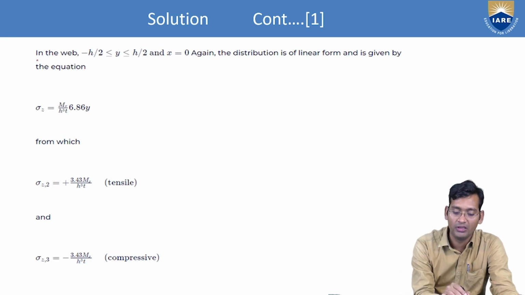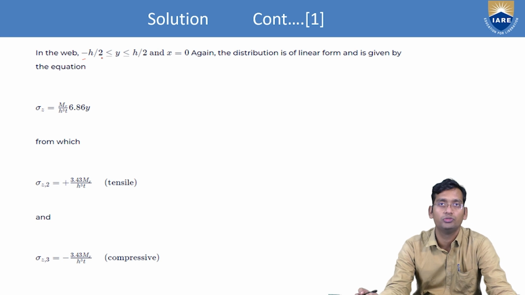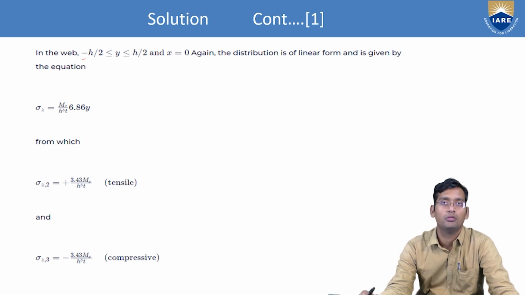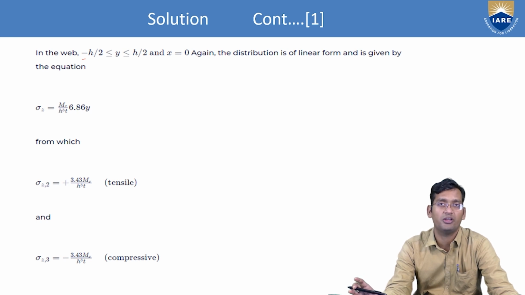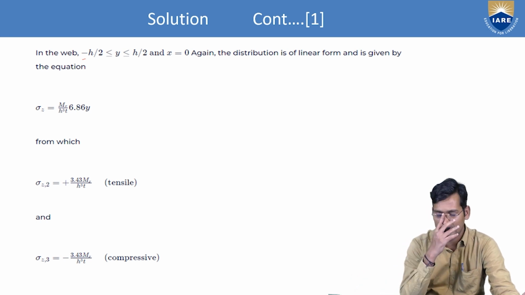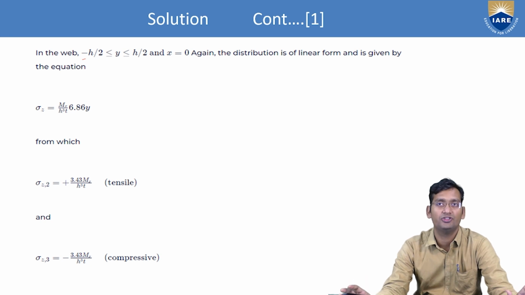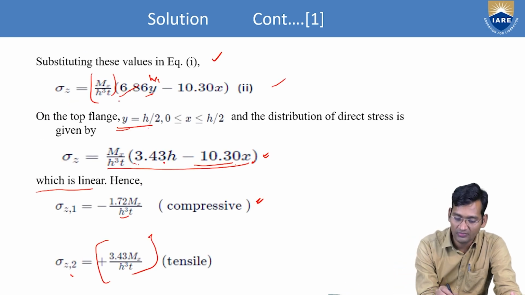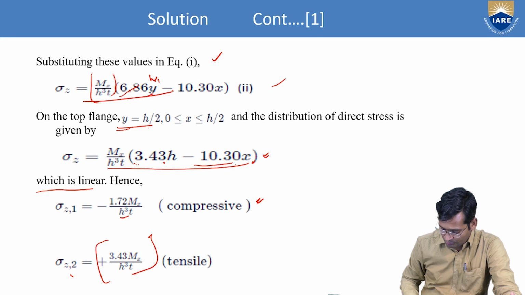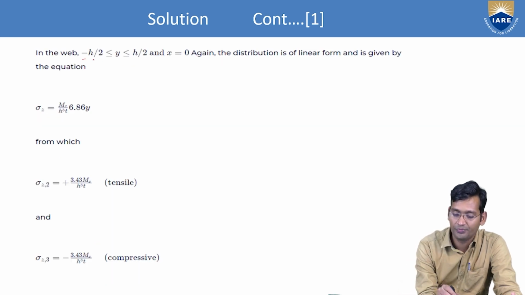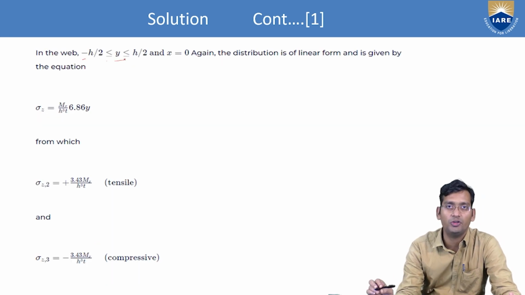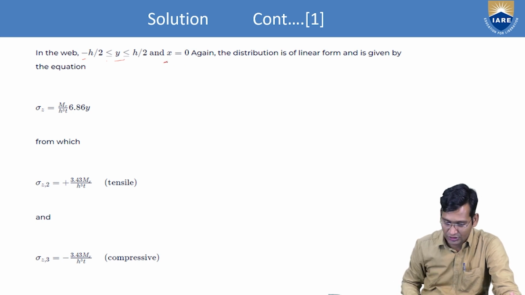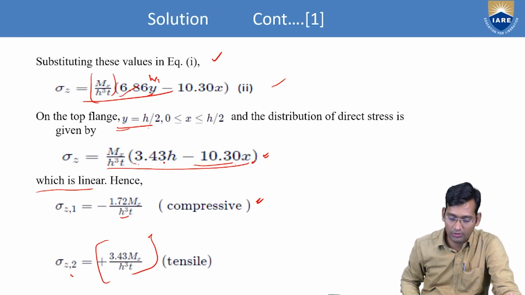So now let's see. In the web, minus h by 2 should be less than or equal to y, right? No, sorry, y should be greater than or equal to minus h by 2, and less than or equal to plus h by 2, and x is 0. Again, the distribution is of linear form and is given by this. So now just here, right? This is there. So now put y as minus h by 2 to h by 2 and x as 0.